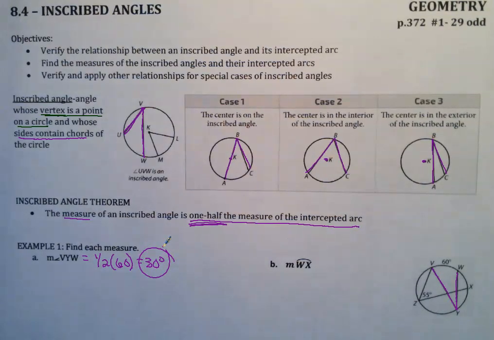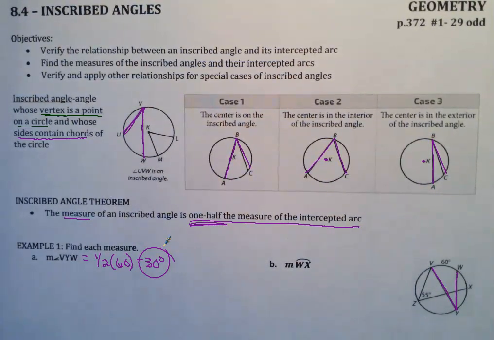How about for B? What are we finding in B? The arc. So in B we're looking for the arc WX. 110? Okay, WX. Where'd you get 110 though? Hold on, it'd be 50.